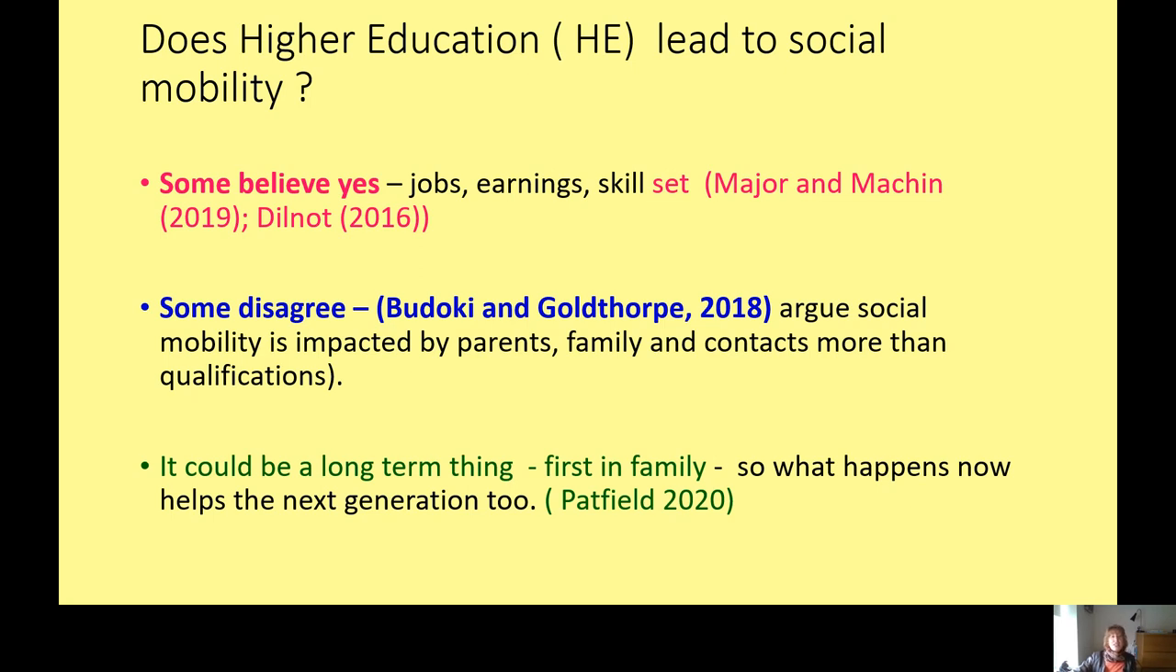But some people disagree. Researchers such as Badoki and Goldthorpe argue that social mobility is not so much to do with someone's level of education and whether or not they have a degree and go to university. It's more influenced by people's parents, their family and their social contacts than by their level of qualifications. And then, as I referred to a few minutes ago, other researchers, such as Patfield, would say that higher education possibly influences social mobility, but in the longer term, because she talked about breaking that first in family cycle. So there is a variety of academics who fit into these three groups, who may or may not believe that higher education helps lead towards social mobility.